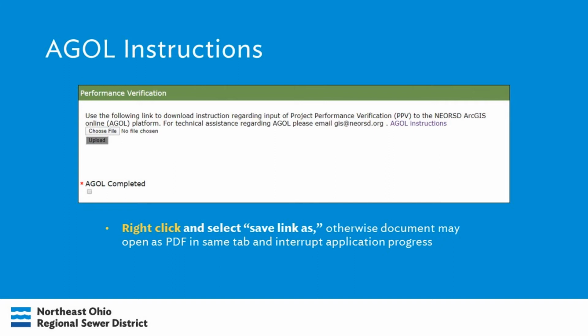One quick note, when you're accessing this link, you want to make sure that you right-click on it and select Save Link As, because otherwise we had some issues with the document opening up as a PDF in the same tab and interrupting the application process. I believe we've gotten that bug fixed, but just in case, it doesn't hurt to use this method to download the PDF. Once you've gone through the whole process to put in your verification points, you can then select that little checkbox that says AGOL completed and continue on your way with your application.